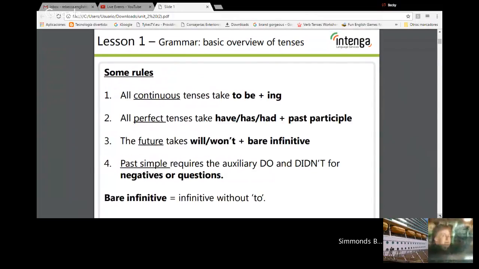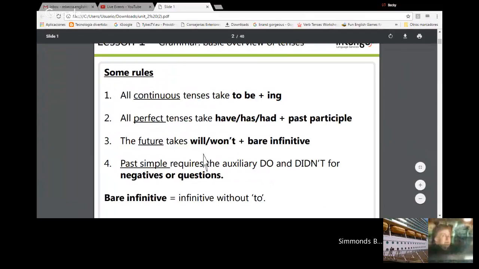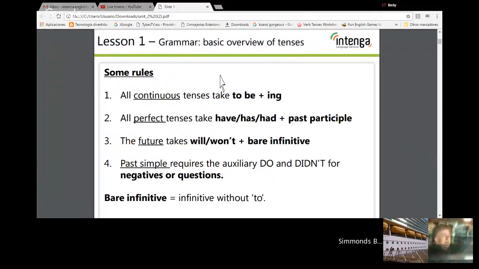So, a basic overview. I'll go through this very quickly as a quick review for everyone. If you do have questions, go ahead and start talking. Between Ken and Bob, go ahead and ask me a question because I'm only looking at this part. Some rules: all the continuous tenses, present, past, and future continuous, always have the verb to be and then the ing after the main verb. We'll see some examples in a second.